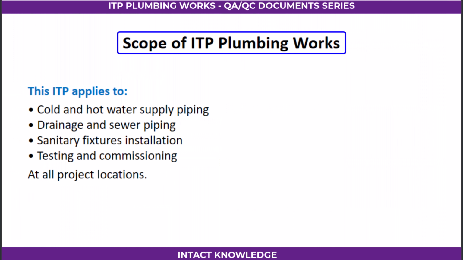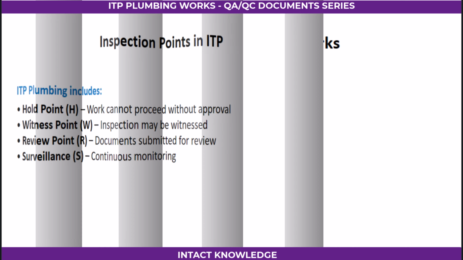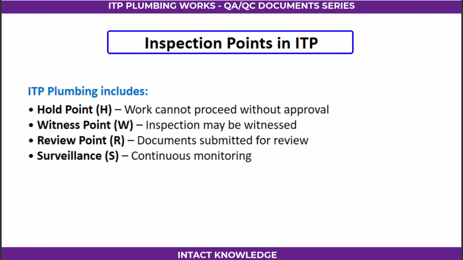Scope of ITP Plumbing Works. This ITP applies to cold and hot water supply piping, drainage and sewer piping, sanitary fixtures installation, testing and commissioning at all project locations. Types of inspection points in ITP.